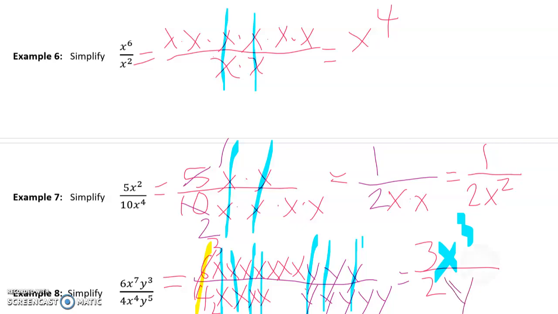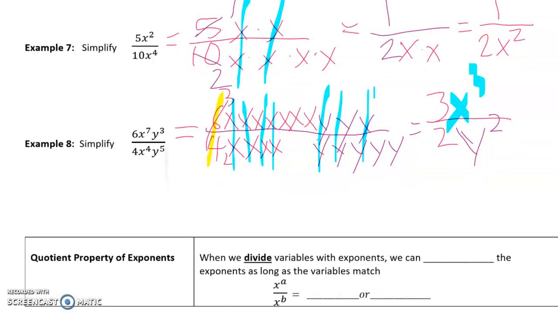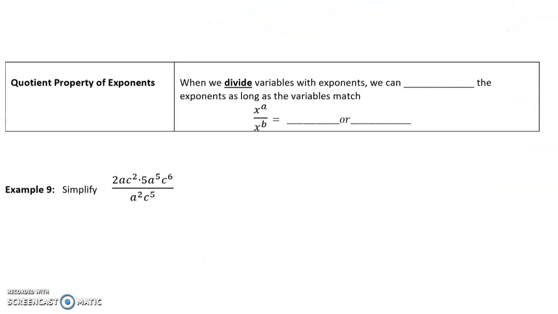Okay. If we look, how do the 7 and the 4 give us 3? How do the 3 and the 5 give us 2 on the bottom? Yep, you guessed it, subtraction. So that will be our last point of the day. When we're dividing variables with exponents, we would subtract the exponents as long as the variables match. You have to have the same base or the same variable.